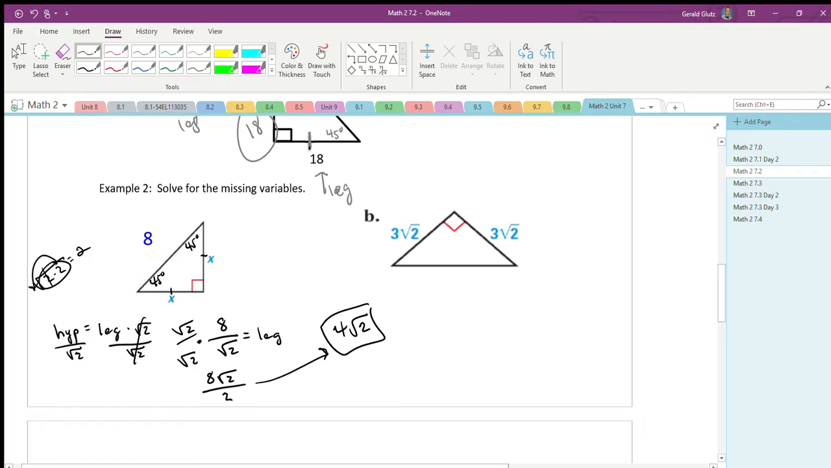So, a little trick. Whenever you know, in a 45, 45, 90 triangle, the hypotenuse, if you divide this number by 2 and multiply it times the square root of 2, that'll be the leg.